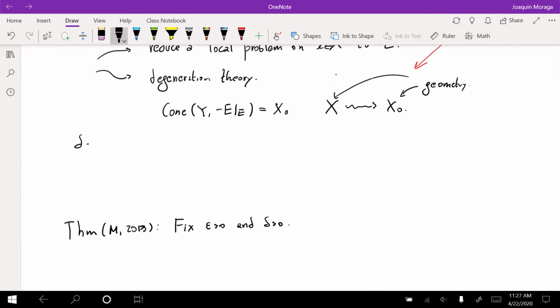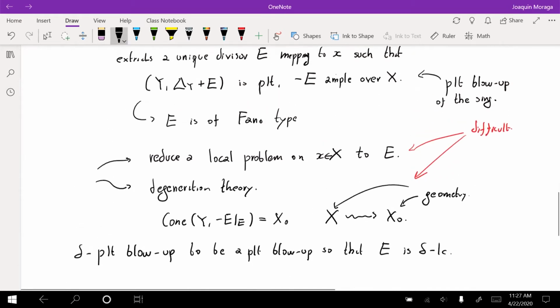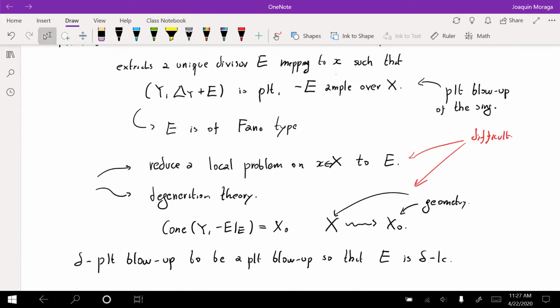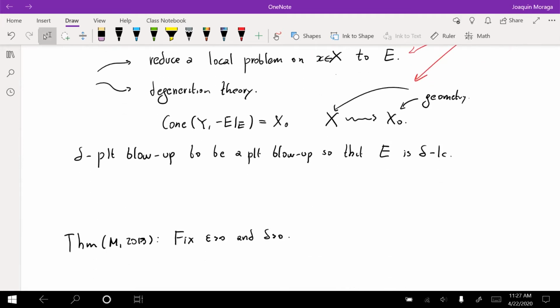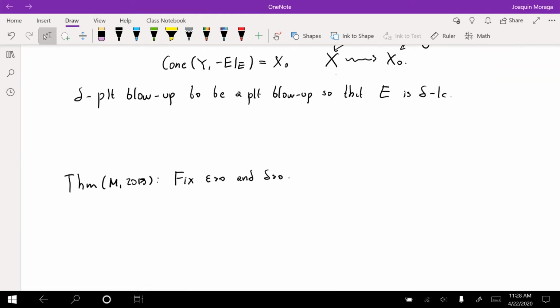So we define a delta Plt blow-up to be a Plt blow-up so that E is delta log canonical. So essentially, a delta Plt blow-up is a special sort of blow-up in which you control the singularities of E away from zero. So you can say that this definition is a bit made up to apply to the context. So a second theorem that one can prove is the following.